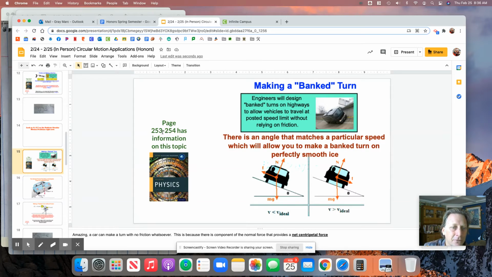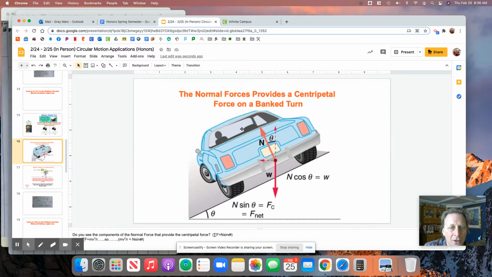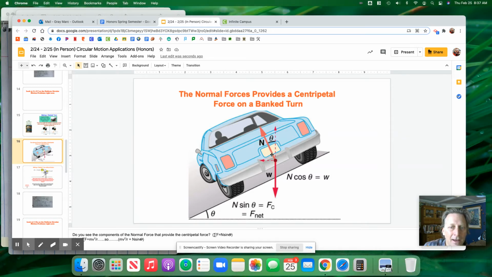So again, on pages 253 and 254 in your textbook, it'll go over these details if you want to look at it with more depth. But take a look at this picture. So notice that the car is on a turn. It's driving into the screen, and the normal force is providing a push upwards, and of that push upwards, the y component of that push, the cosine component, is equal and opposite to the weight of the car. The reason for that is because the car is not accelerating in the y, it's not accelerating up and down.